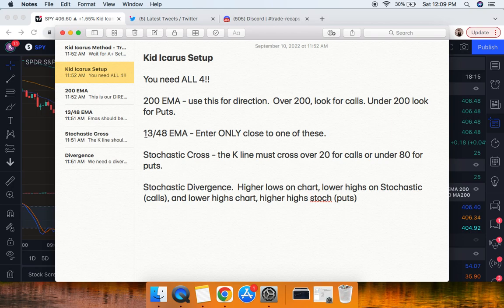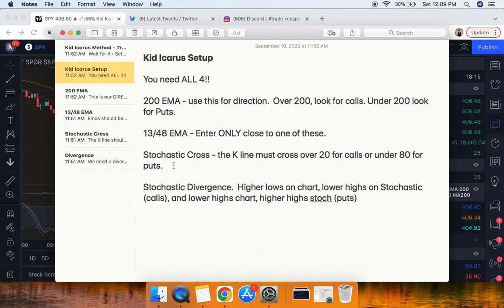So I run the 13 48 EMA on a 3-minute chart. It also works on other time frames, but the 13 48, that's going to be where our entries are. So if you're away from the 13, away from the 48, don't enter. If you're way above it, you're late, you're FOMO, don't do it.